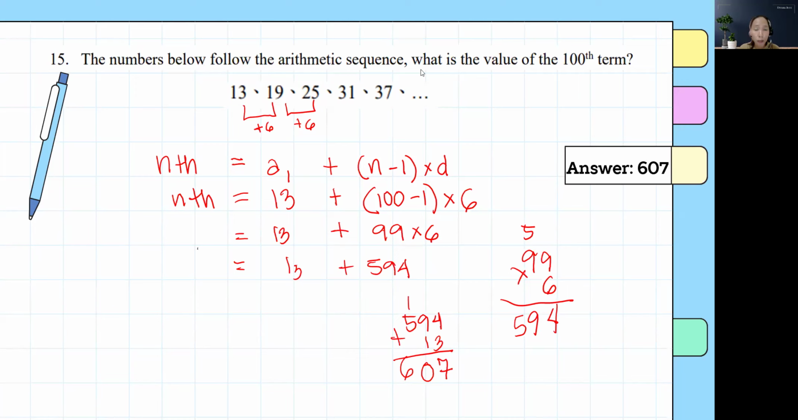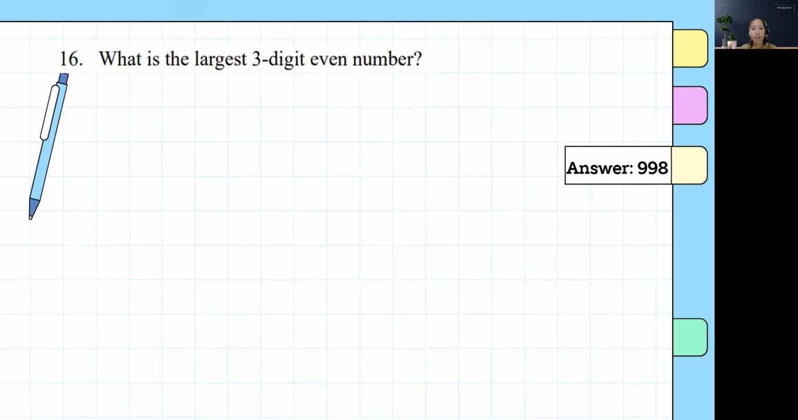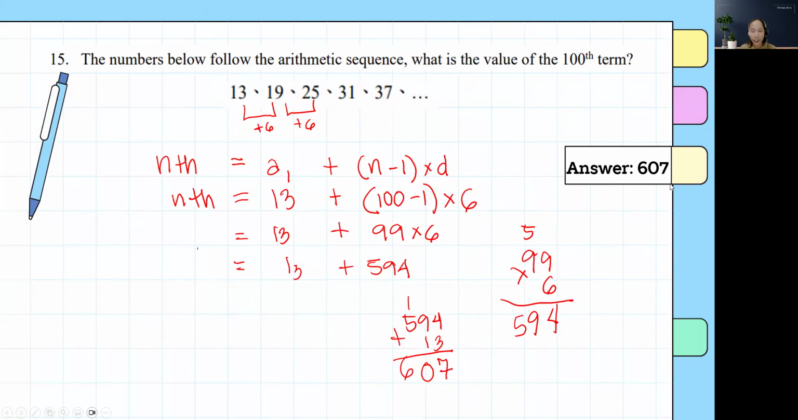Let's go to number 16. Do you have questions before we go? Before we proceed, questions? None? Okay, if there's none, let's proceed to number 16. So for number 16, oh, 607, okay? 15 is 607, not 43.